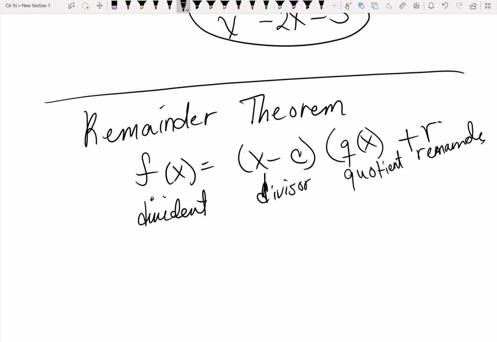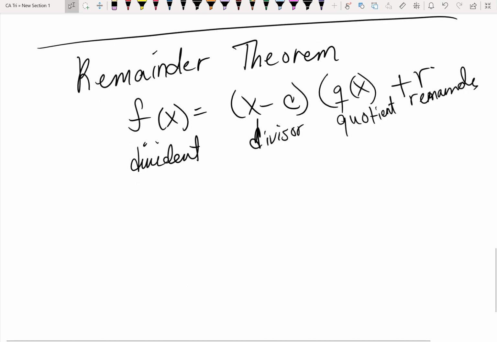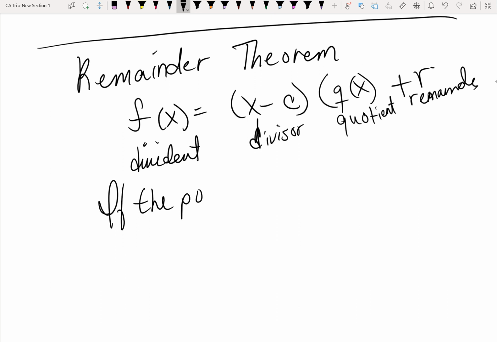Okay, so yeah, it looks like a lot of gobbledygook, right? So if the polynomial, and I'll show you an example immediately following this. That would be a no meal.